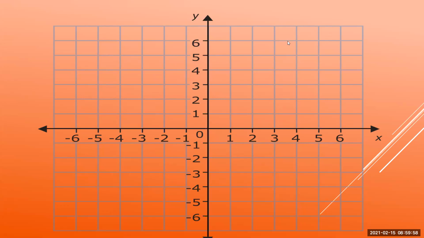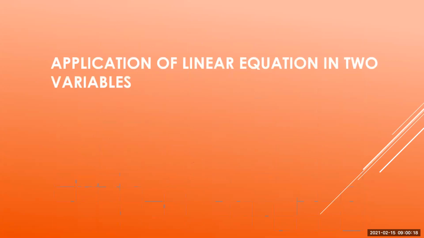So this is the most important thing. And the next, the easiest step: whatever ordered pairs we have taken, simply plot those ordered pairs on the graph paper and draw the lines. You will get the required equation here. If the lines are coinciding, we will say that it has infinitely many solutions. If they are parallel, we will say that it has no solution. And if they intersect at a single point, we'll say it has a unique solution.